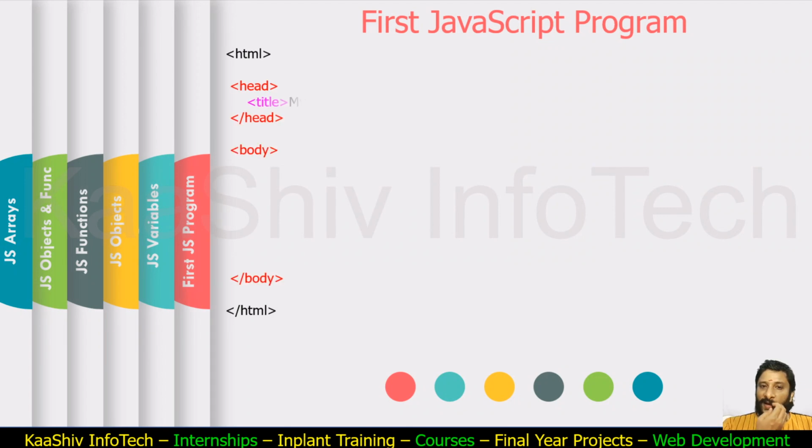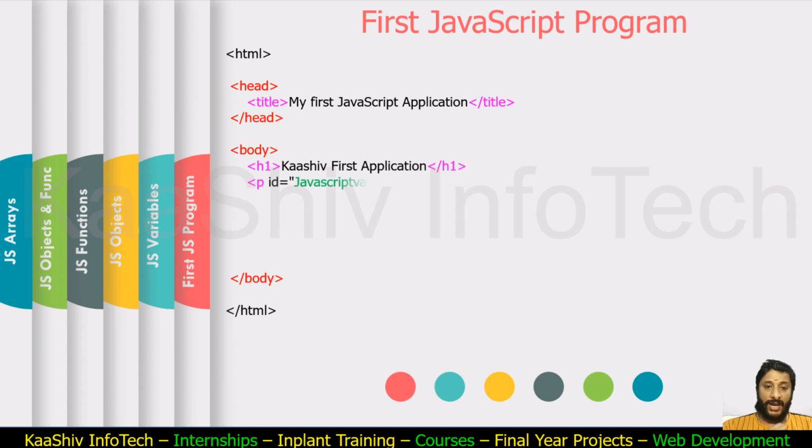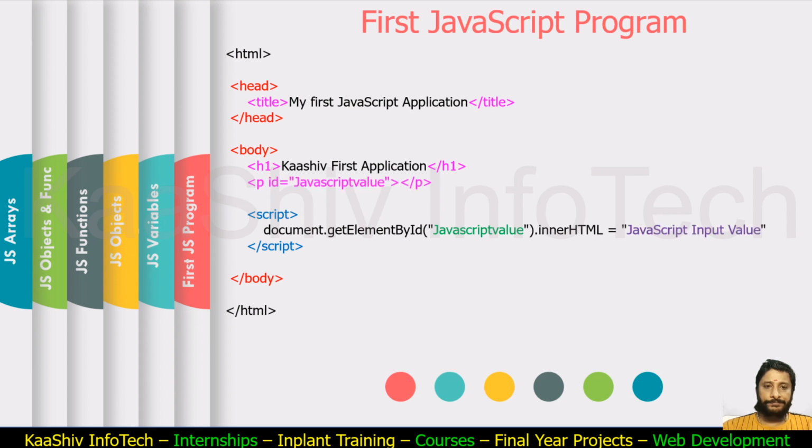Okay, let's move on to the practical part. First, a JavaScript program. I got my HTML, I got my head tag, I got my body tag. Inside it, I got my H1 tag and a paragraph tag. This is how the script is written. It's an inline internal JavaScript. This paragraph tag is going to get modified, and this is the code which is going to affect that paragraph tag.